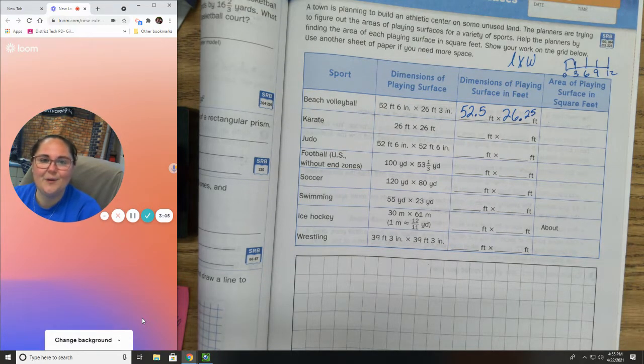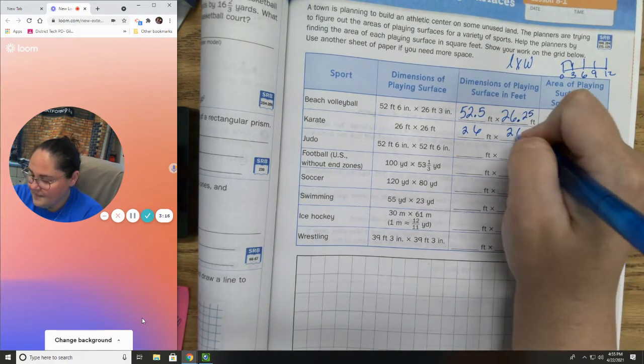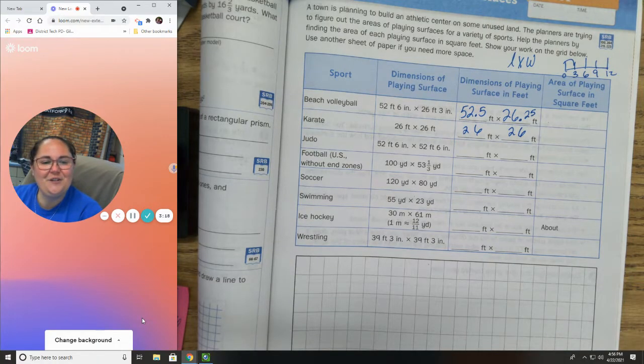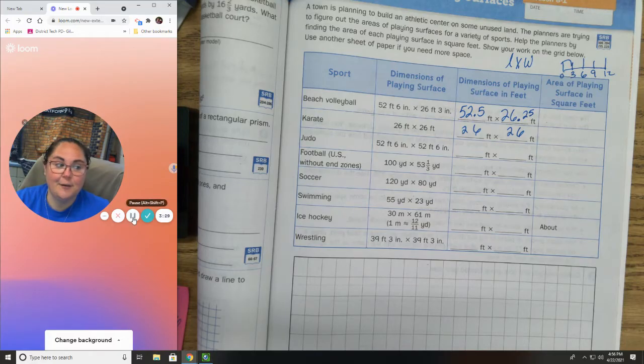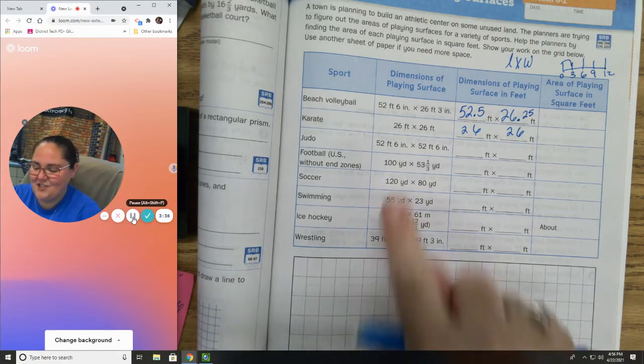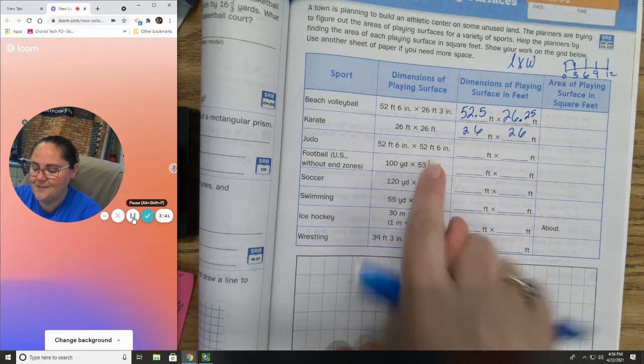We are going to multiply that in a moment. Let's find the next one. 26 feet by 26 feet. I don't need to convert that one. 52 feet, 6 inches by 52 feet, 6 inches. What decimal could I use for 52 feet, 6 inches? There's a hint on this paper, right above here. 6 inches is half a foot. So that would be 52.5 times 52.5.